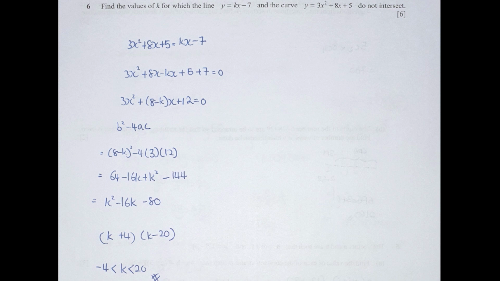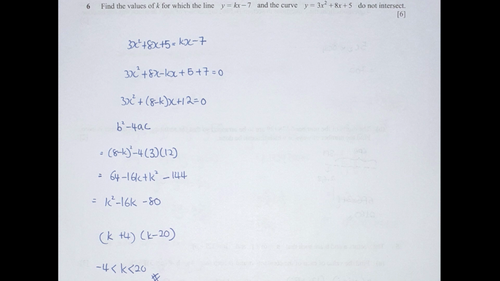Okay, for question 6, all I did was to substitute kx minus 7 into the y's position and then run the rearrangement, make it equal to 0. So I got my 3 as my a, 8 minus k as our b, and c is 12. So I substitute it into the b squared minus 4ac formula.